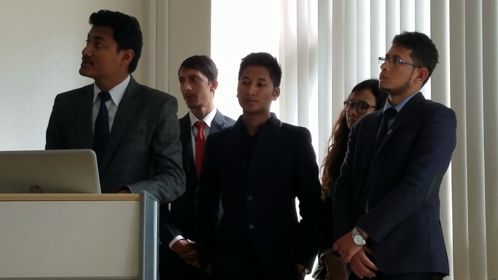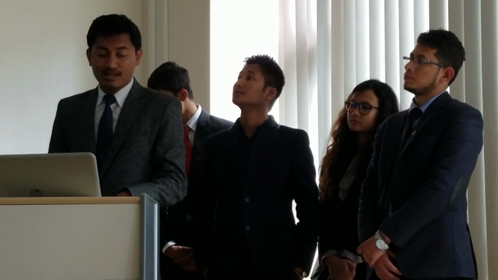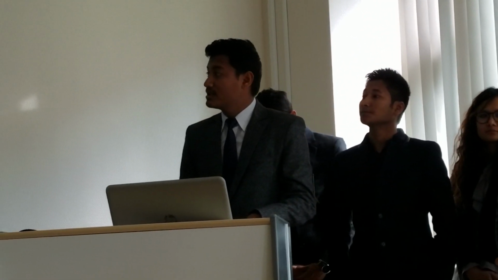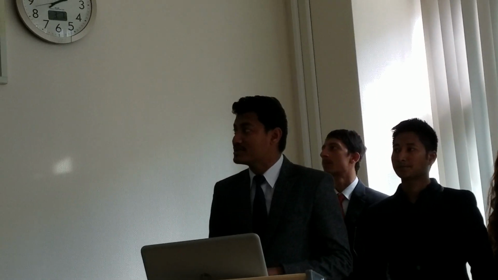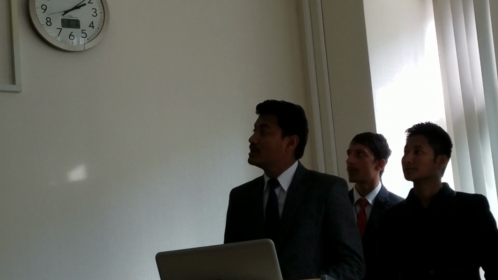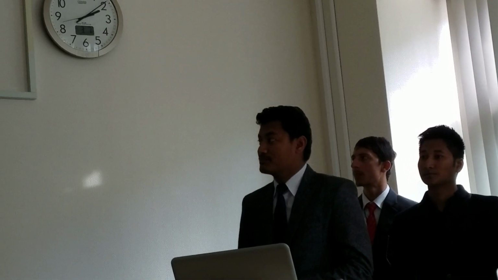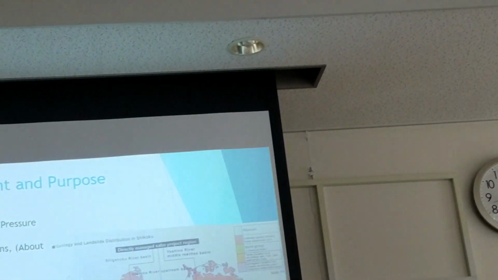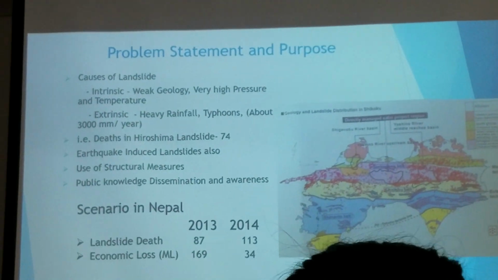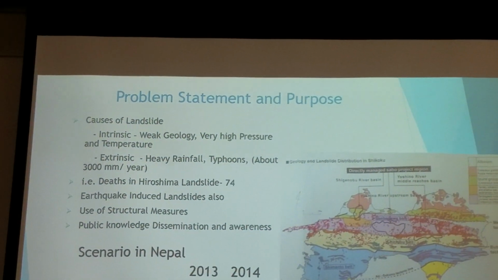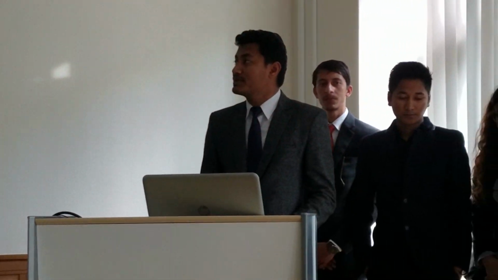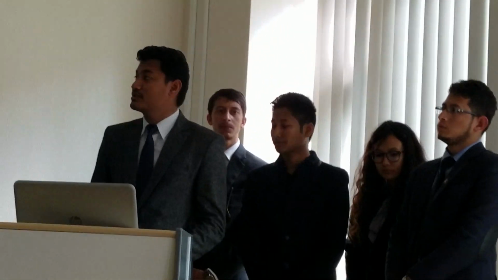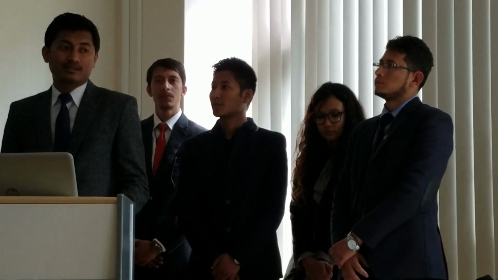With the problem statement and purpose, the causes of landslide are the intrinsic and the extrinsic ones. You can see the intrinsic ones are the geology, very high pressure and temperature, whereas the extrinsic ones are the eventful typhoons. As Japan is flooded with high rain, Shikoku alone has about 3,000 millimeters of rainfall per year. That's an average value.